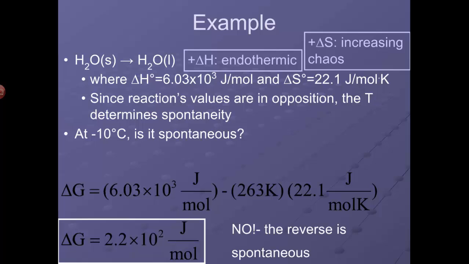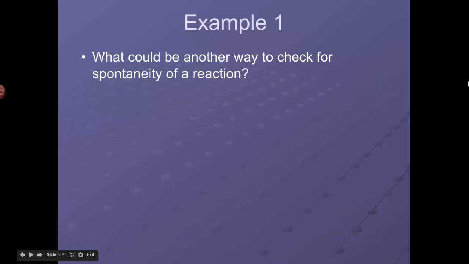So if delta G is not negative, then the process is not spontaneous. So the reverse process is spontaneous at minus 10. In other words, will water freeze spontaneously at minus 10? Absolutely. Yeah, reverse process. What could be another way to check for that?